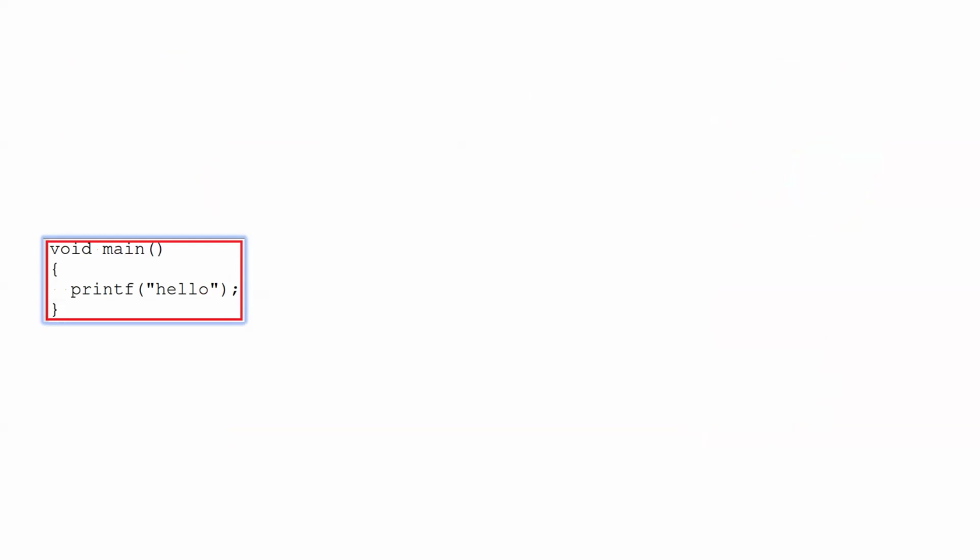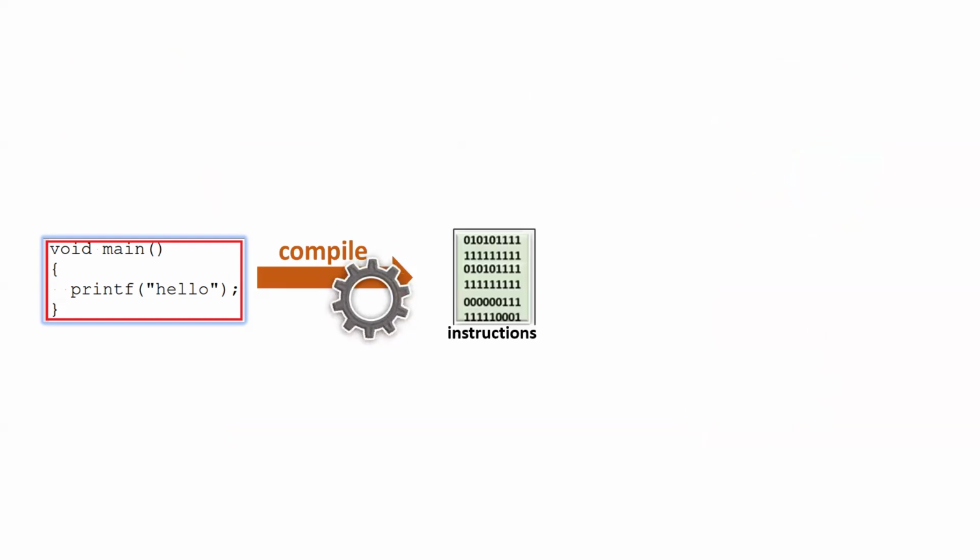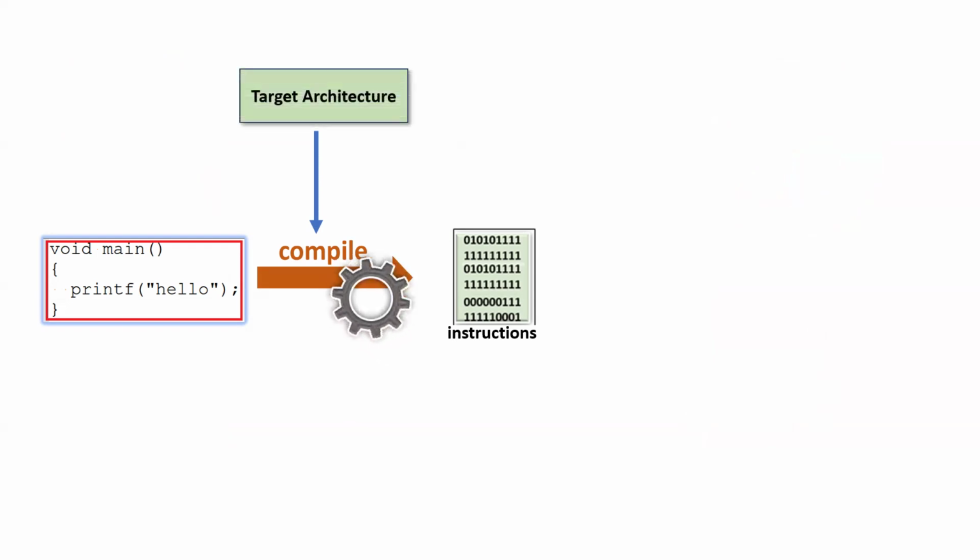So here is a very simple program. When a program is compiled, it generates some machine instructions. These machine instructions are generated based on the input to the compiler. So based on the target architecture or machine, the instructions can be x86, x64, or ARM instructions, or any other instructions.